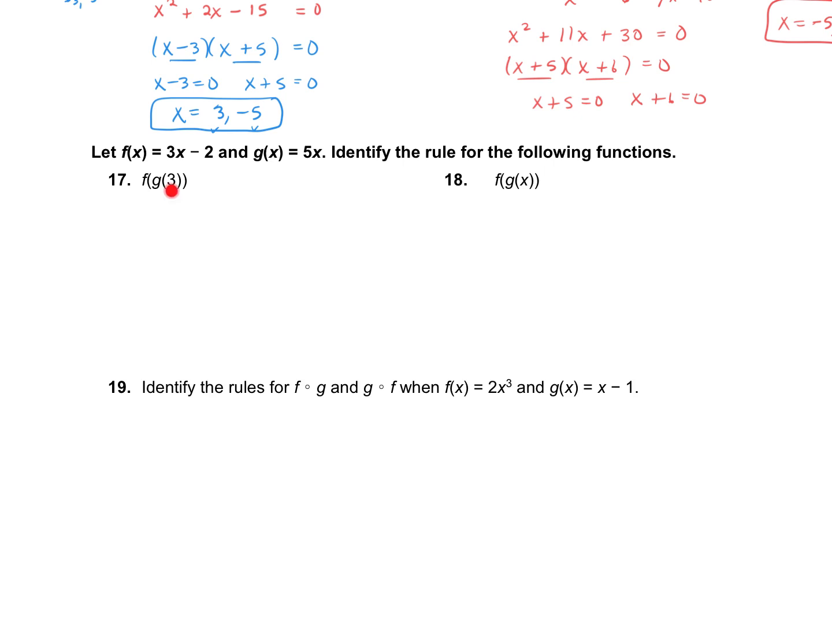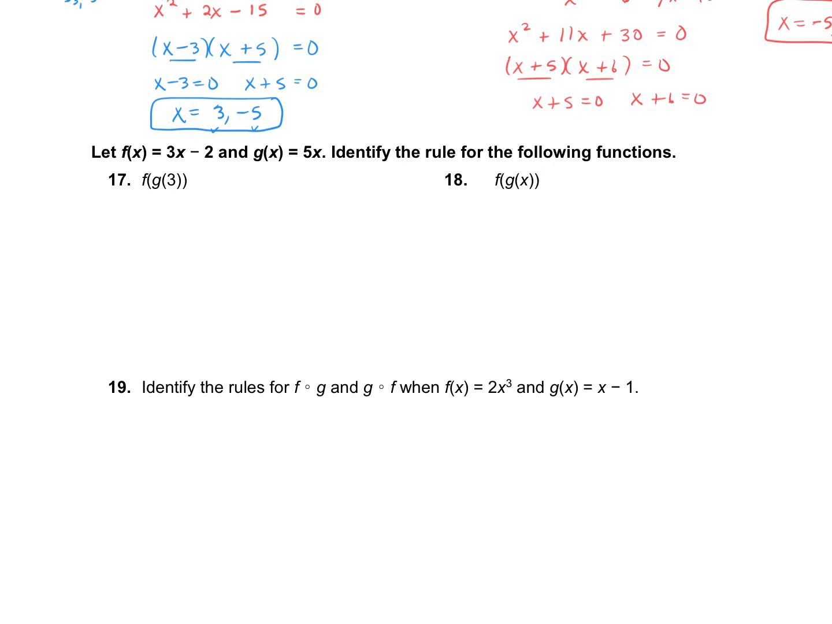So the one that has the 3, we're going to get back a number for our answer. The one that has the x will still have x's in our final answer. So this is f(g(3)). It's a composition function, which means we're substituting one function into the other function. You guys have been doing substitution for a few years with solving systems of equations. So remember substitution and elimination. Substitution is when we substitute one equation into the other equation, and now we're doing the same thing, just the notation looks a little bit different.